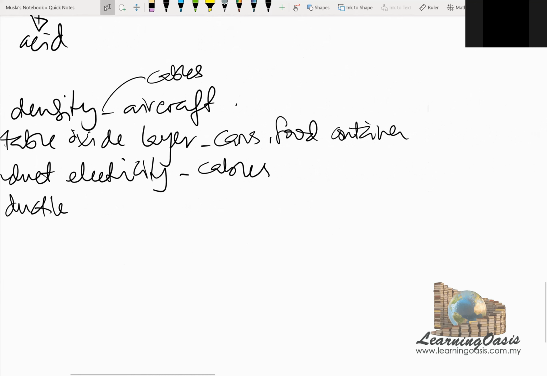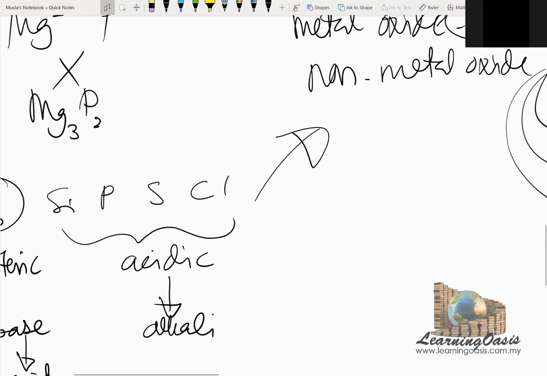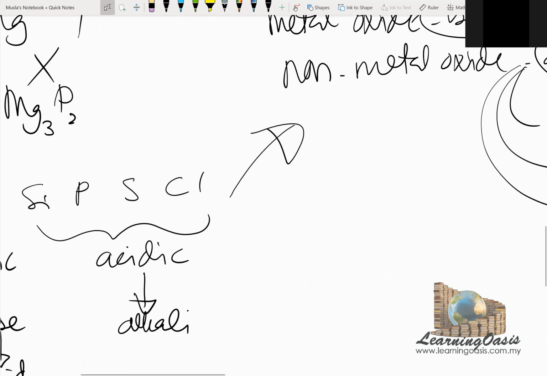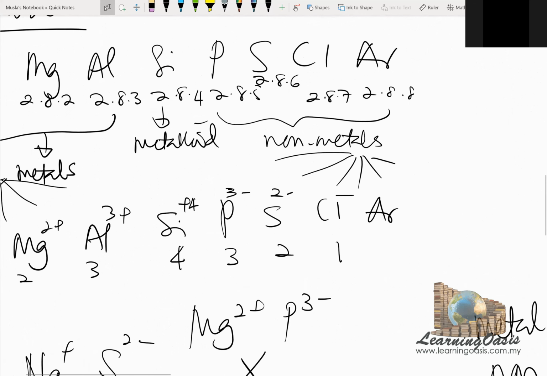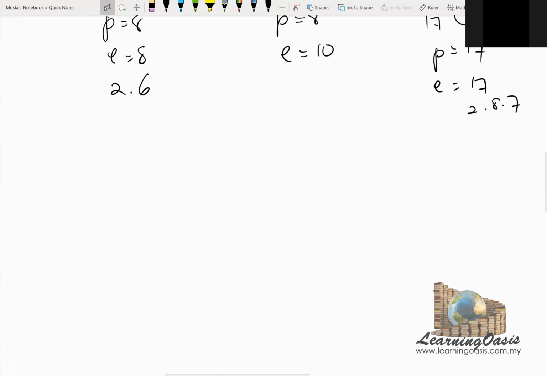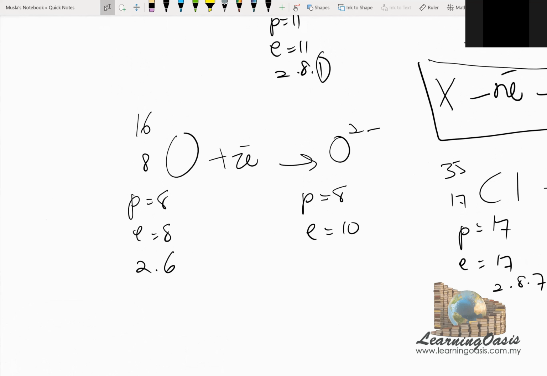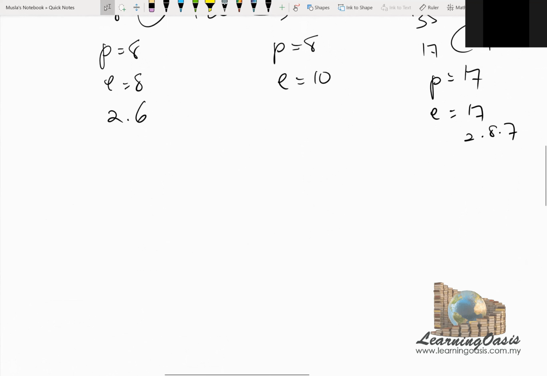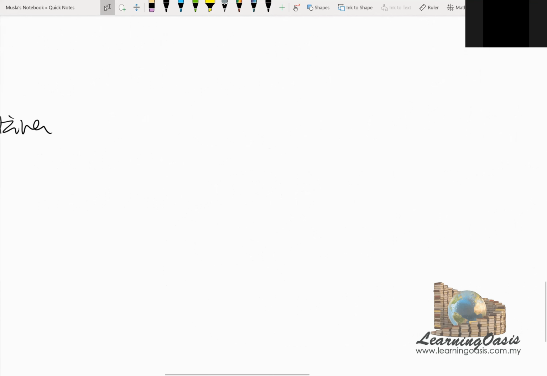Which oxide is harmful to health? Carbon monoxide. What's wrong with carbon monoxide? It's a respiratory poison. Okay, so know all this in terms of oxides. Once you understand this, then you can go into your group 1.